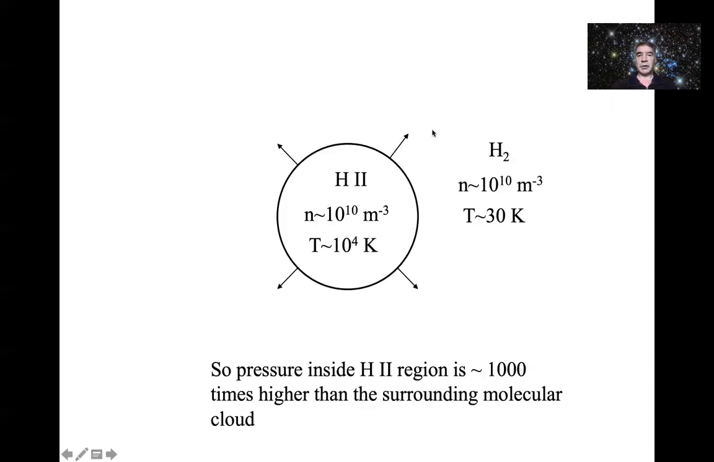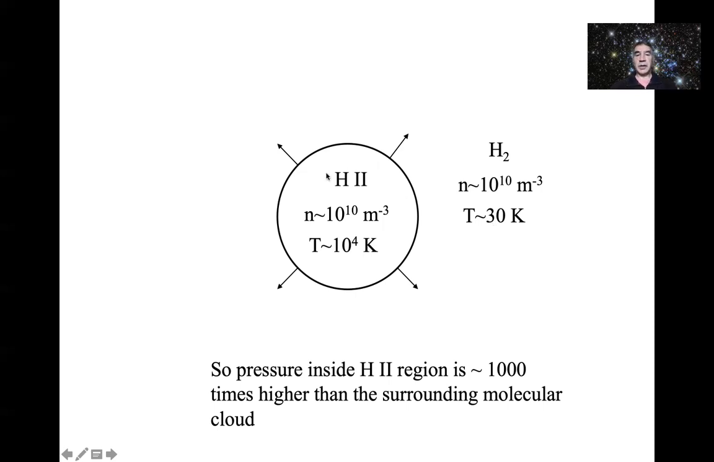If we look at the conditions inside and outside of the H2 region, just to recap: inside the H2 region, number density is up at 10 to the 10 per meter cubed, temperature 10 to the 4 Kelvin. Outside, it's mostly still molecular cloud. It'll have a pretty much similar density, because remember all of this was one collapsing cloud at one point, but the temperature would be much, much lower, about 30 Kelvin. So you can see that the temperature is about 300 times higher.